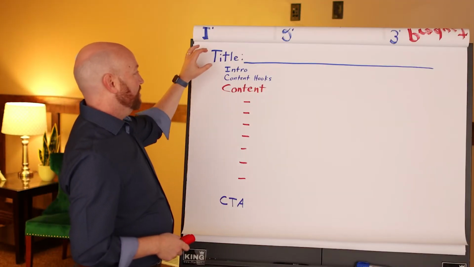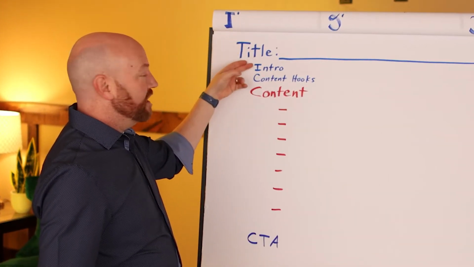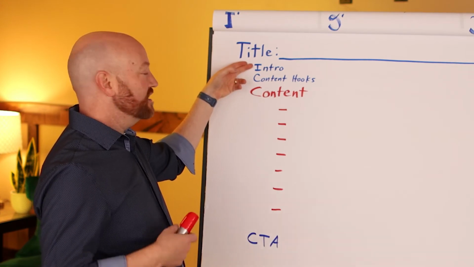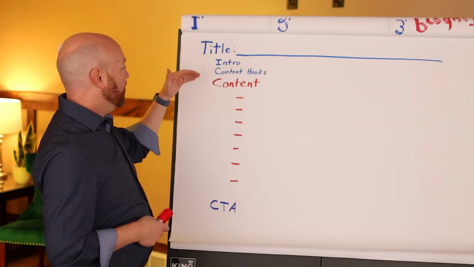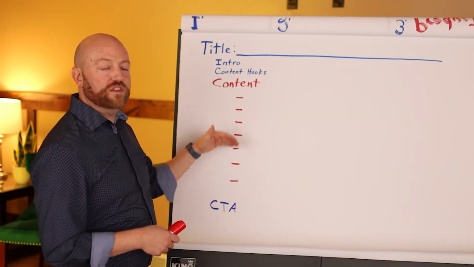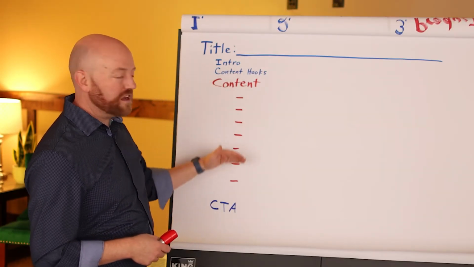Once I have the titles selected, the list of videos that I want to film, and I'm ready to prepare the content, I use the same outline every time. This is what the outline looks like. I've got my title. I can make notes about my intro if there's anything I want to say specifically in the intro. I remind myself to give content hooks. Then I have several bullet points where I can just put the talking points of things that I want to talk about throughout the video.